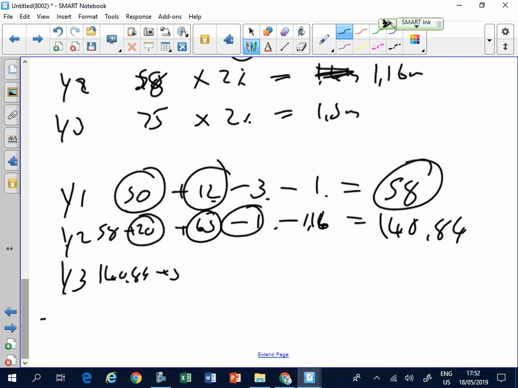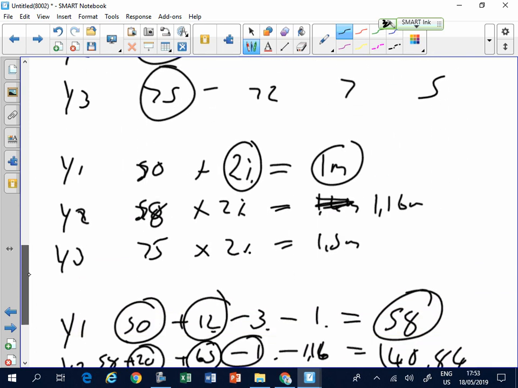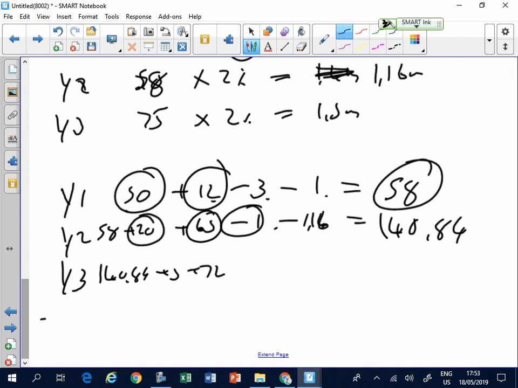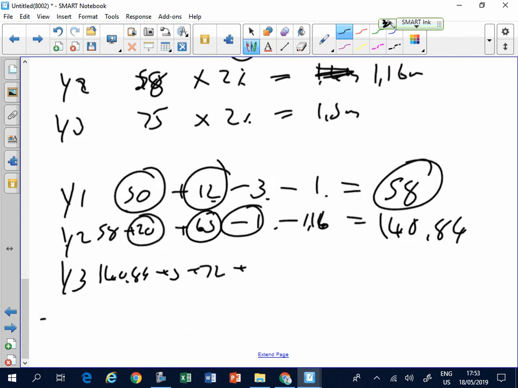Add 5. Add 72, which I think is wrong because I think this is cumulative. Plus 7 minus 5, and that'll give you a number as well. 140.88 plus 5 plus 72 plus 7 minus 5, 219. Okay, I think this is actually cumulative. If it's cumulative, then it'll be 65 minus 12. But anyway, that's the end NAV that you will get.